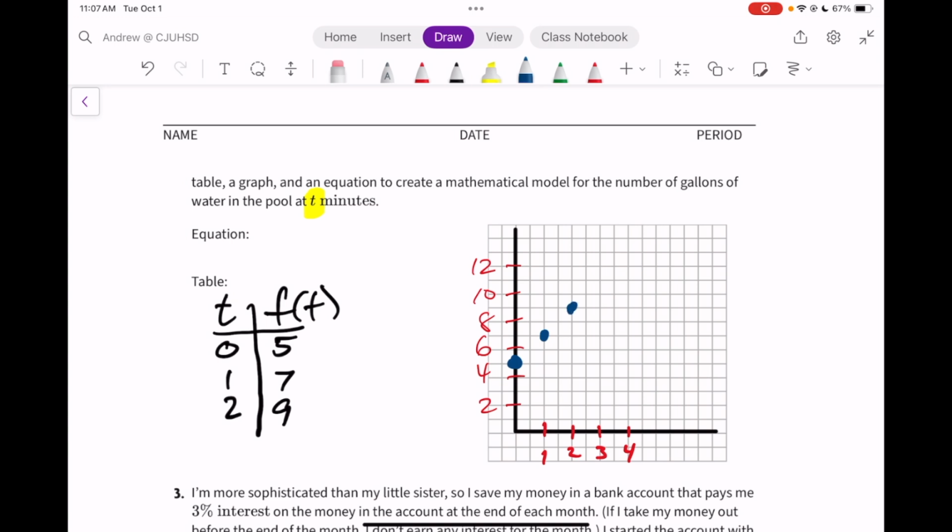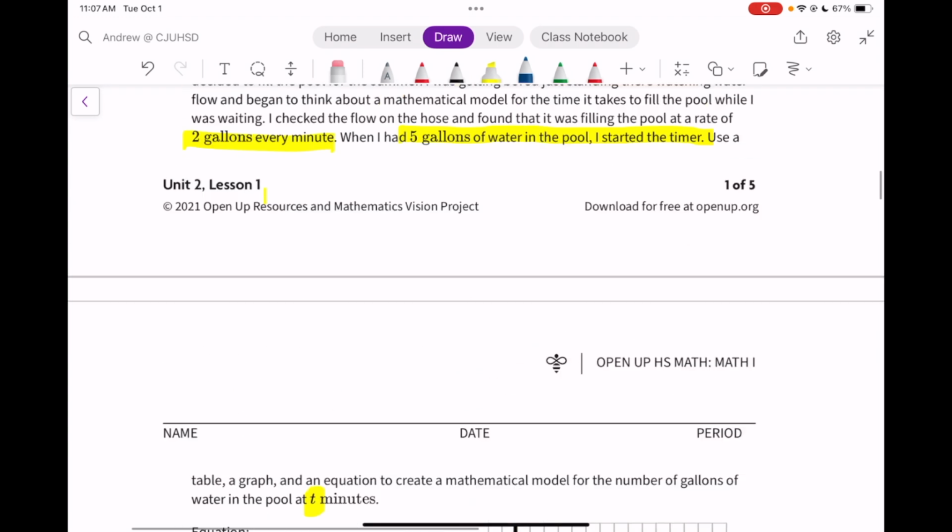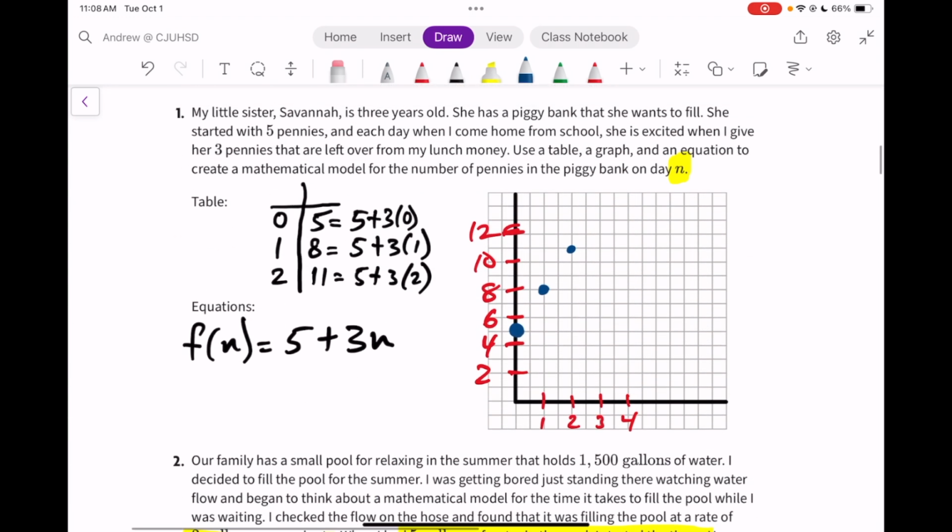Now, question. Would it make sense to fill in or draw a line between the dots? Well, think back to this problem, our penny problem. Did she receive money in between day 1 and day 2? No, she got the 3 cents all at once.